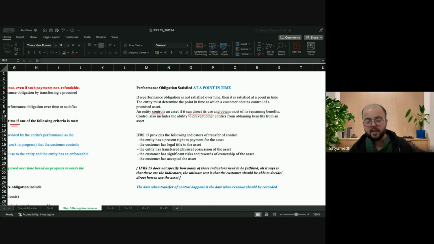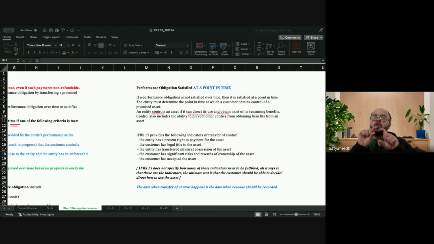I could install it in my drawing room. I could smash it down with a bat and throw it on the road. I have full control on what to do with it, how to do with it, how to handle it. Now, if this is the idea, we have to understand one more thing.